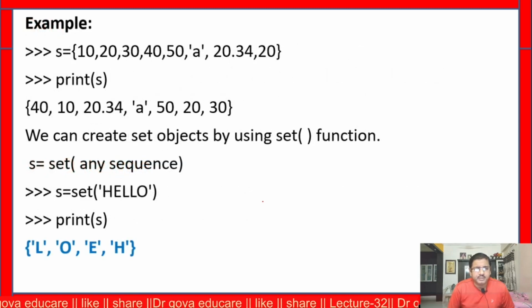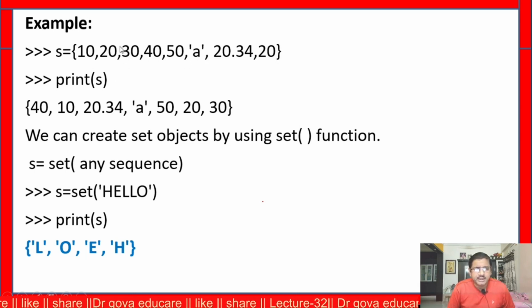Now this is the example. Set S is equal to the elements inside the curly braces. I am inserting different data types. 20 is an integer data type, 10 is an integer data type, 30, 40, 50 are integer data types, A within single quotes or double quotes is a string data type, 20.34 is a float data type, 20 is an integer data type. Now this is the set.